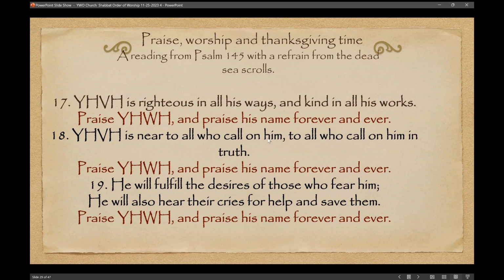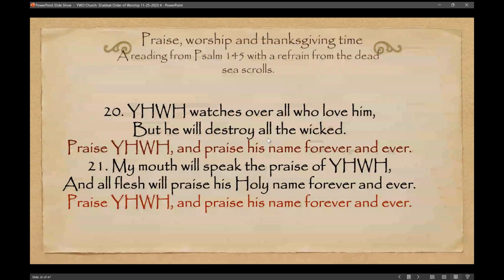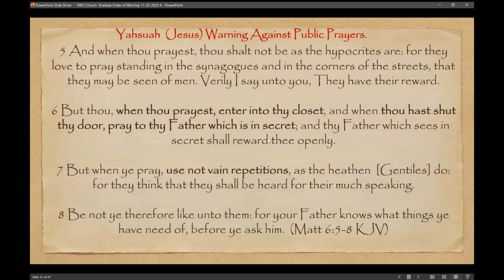Then here's Psalm 145 again, and then Psalm 145. So we mixed it up a little bit. Now I want to get to the prayer meeting time.